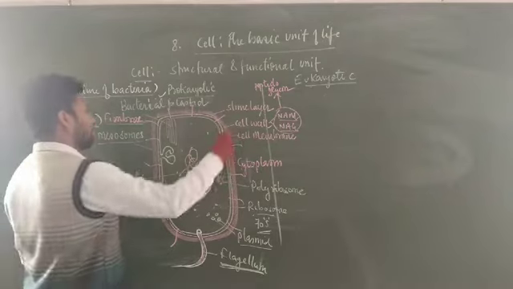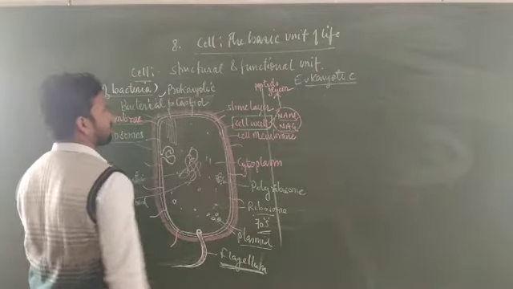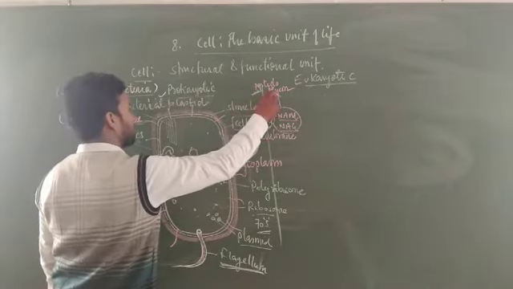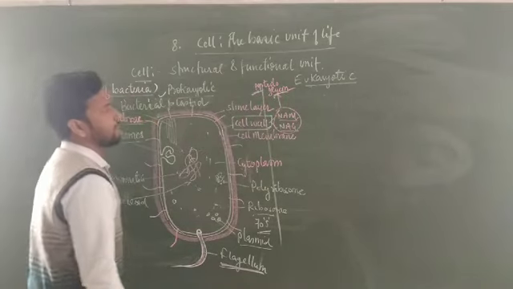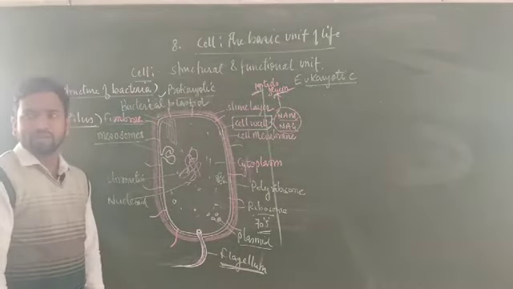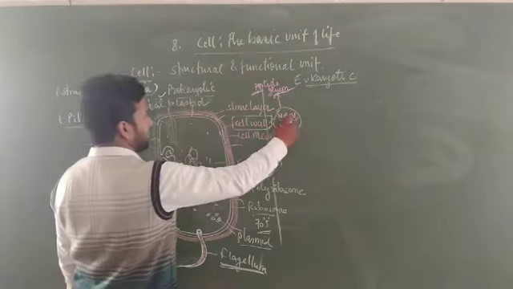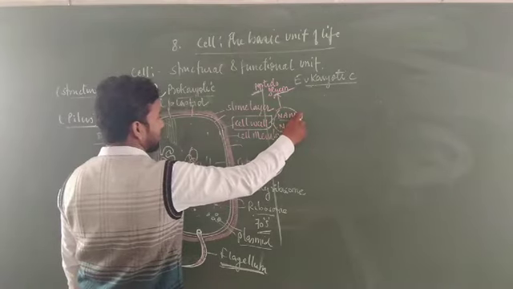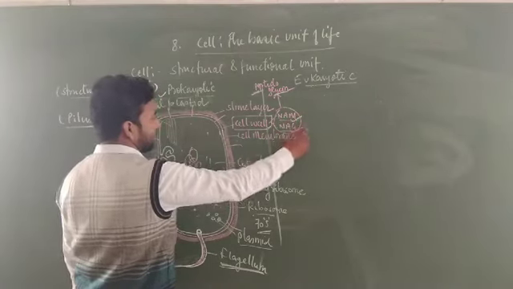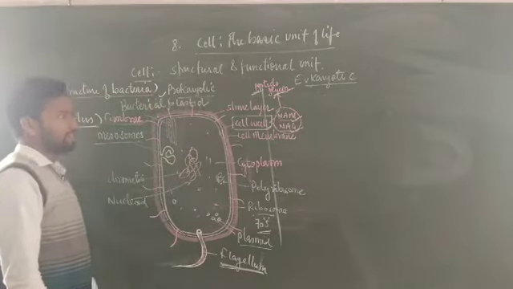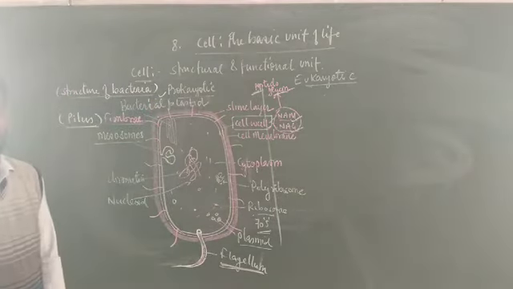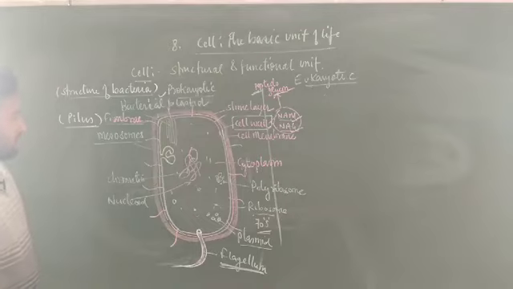The cell wall of the bacteria is made up of a chemical called peptidoglycan. Peptidoglycan is a derivative of two chemical compounds called NAM, N-acetyl muramic acid, and NAG, N-acetyl glucosamine. This is found in the cell wall of a typical bacterial cell.